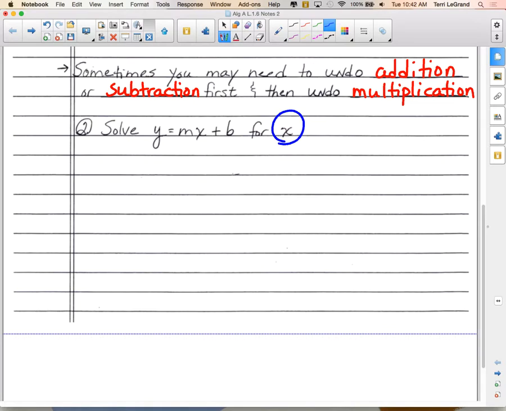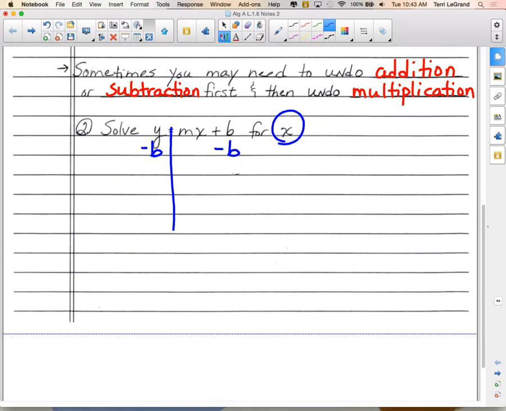So first thing we're going to do is look on that side where there's x, and we can see x is being multiplied by an m, but it also has a b being added to that mx, doesn't it? And I said we're going to undo the addition or subtraction first. So what would be our first move here? Subtract b from both sides. Yeah, subtract that b from both sides.